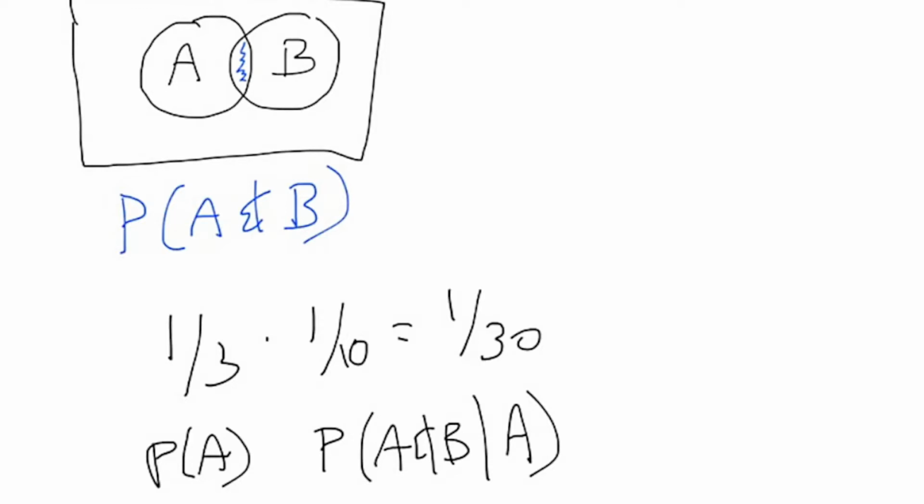So of course we can describe this area in the same way, thinking about what would happen if we landed in B first, and then conditional on B, what's the chance that we landed in A?